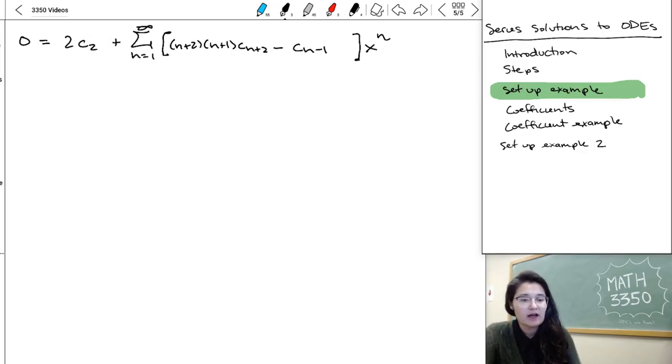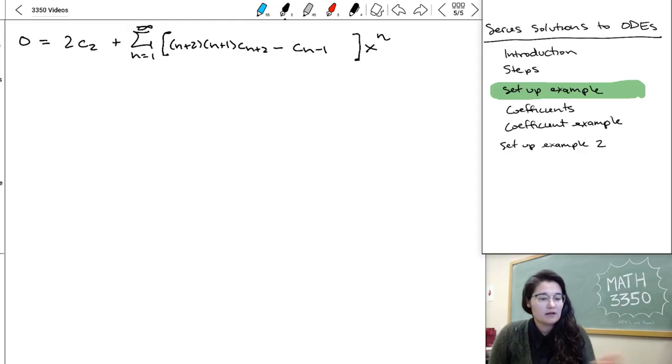And at this point, I've reached the end of step 6, manipulate into a single series with the same power x to n. In our next video, I'm going to go ahead and do steps 7 and 8, but we're actually going to need some more guidelines for how this actually turns into coefficients that we can evaluate.